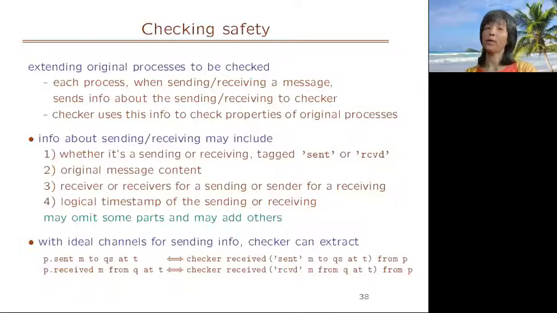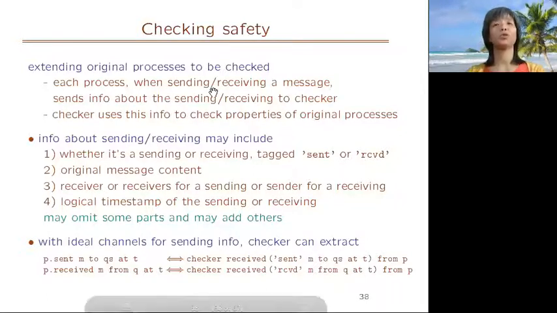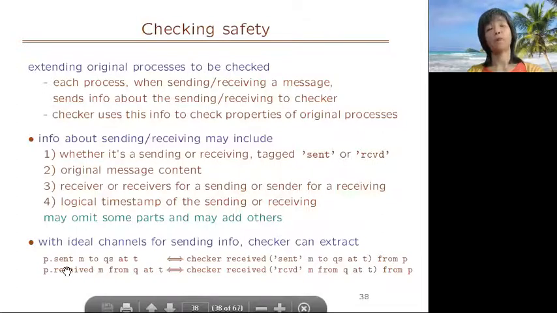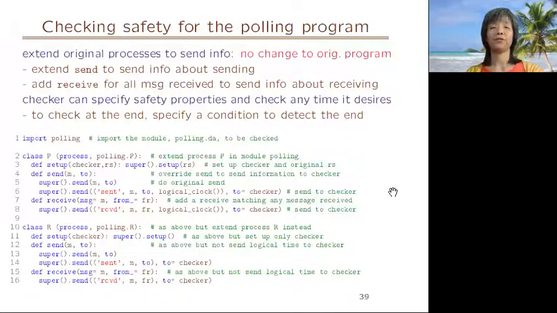So when we write programs, we just have to write code to send information about sent and received, and change from the properties we have before to what the checker sees, okay? Here is half the program, but this is all the philosophy. You extend the original processes to send that information.